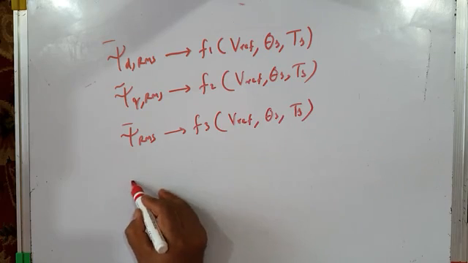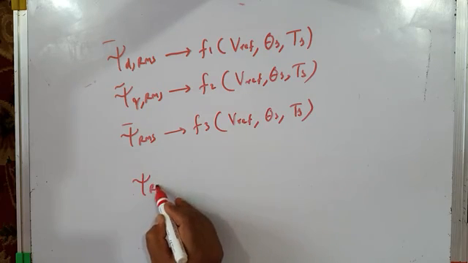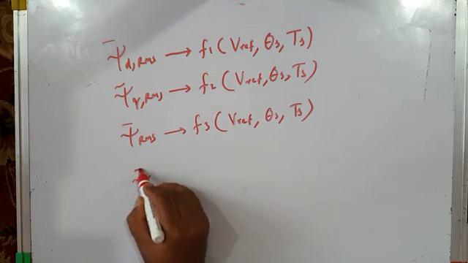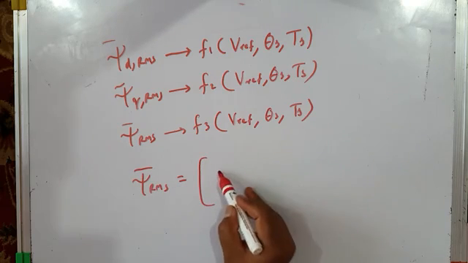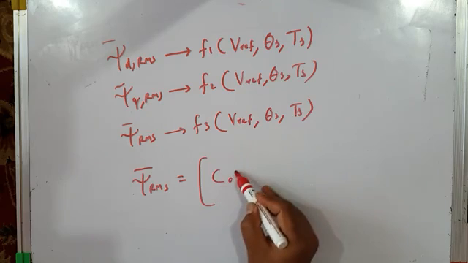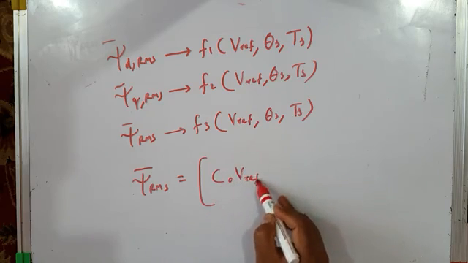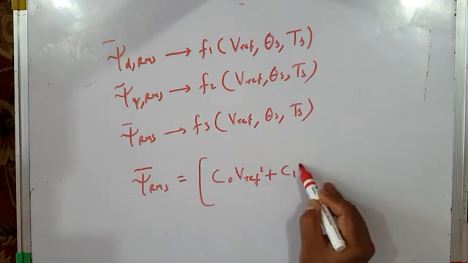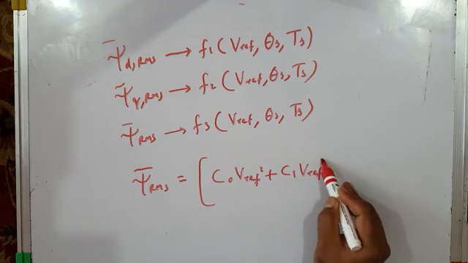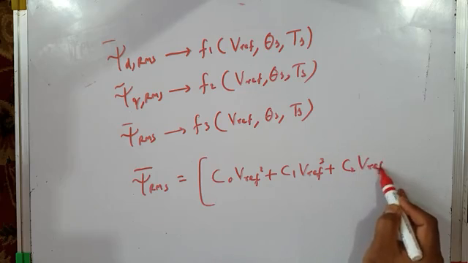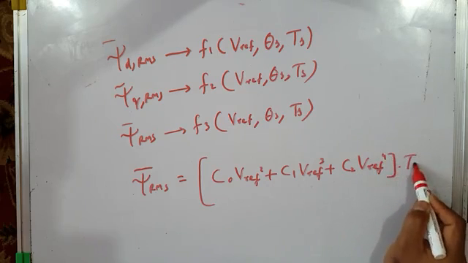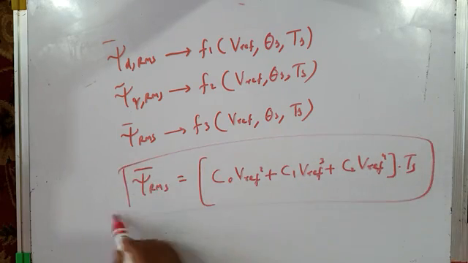And finally, I will write this psi RMS like this. This RMS stator flux ripple can also be written in the form of this equation: C naught Vref square plus C1 Vref cube plus C2 Vref raised power 4 into ts. Okay, we'll discuss this equation in the next lecture. So I will end today's lecture.